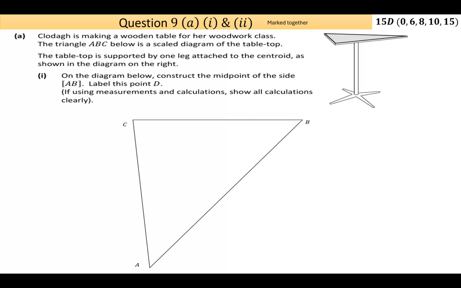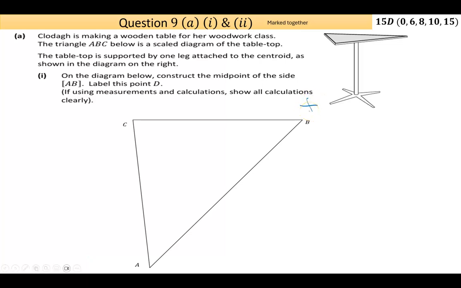Part 1 says, on the diagram below, construct the midpoint of the side AB, label this point D. If using measurements and calculations, show all calculations clearly. There's probably a few methods for this, but the classic one is a construction. I'm going to try to use my pen here. We're trying to work on AB, which is this line here.